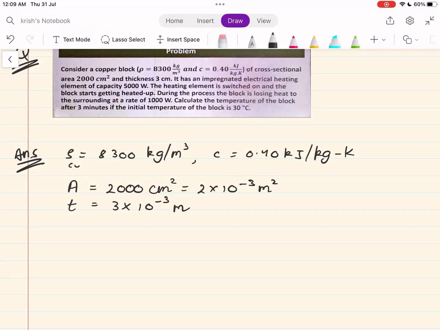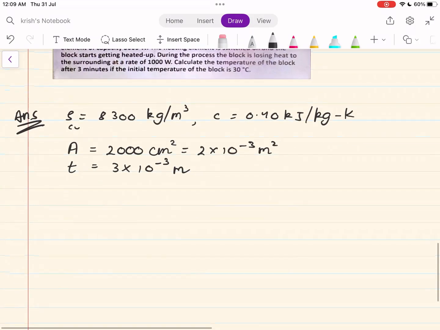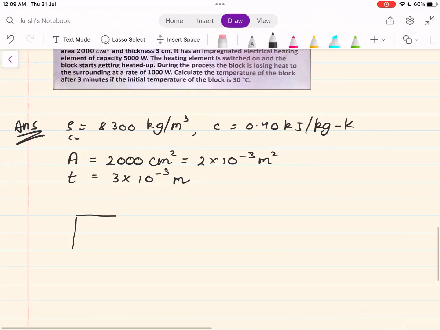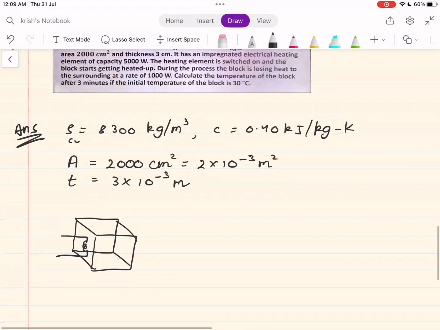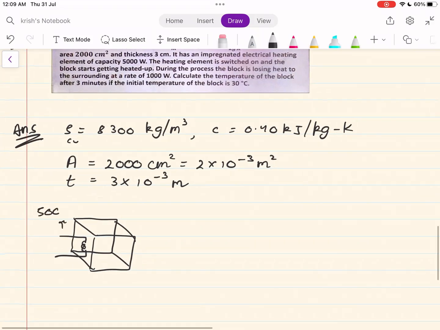It has an electrical heating element of capacity 5000 watt. Okay, so let me just draw the block real quick, right? This is inside the copper cube and it has a capacity of 5000 watt. The heating element is switched on and the block starts getting heated up. During the process, the block is losing heat to surrounding at rate of 1000 watts. Calculate the temperature of the block after 3 minutes if initial temperature is 30 degrees Celsius.